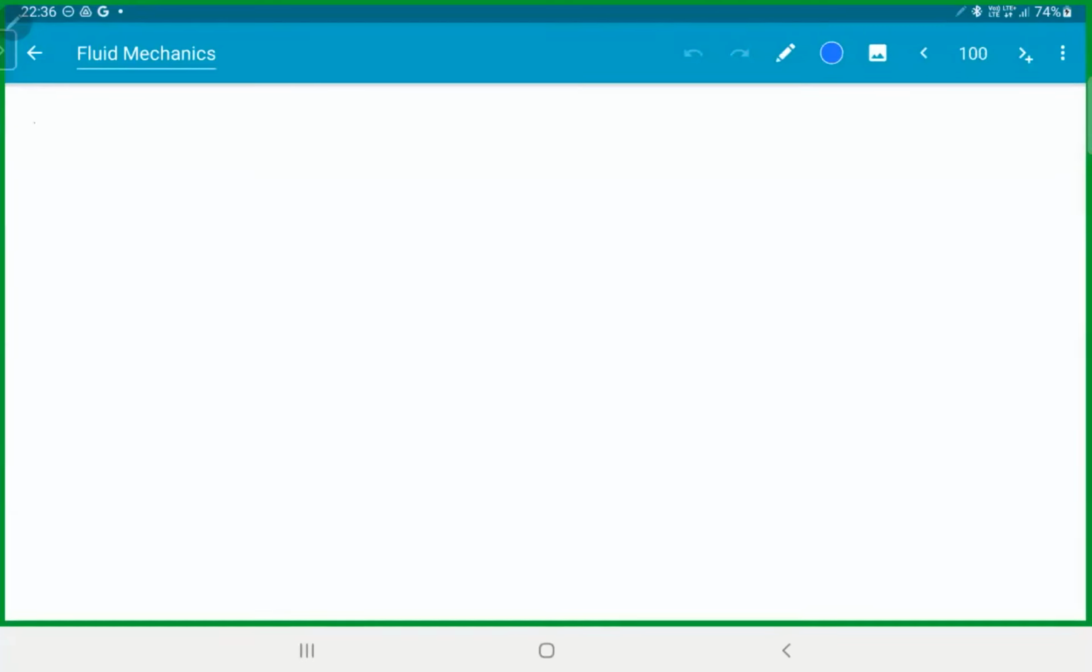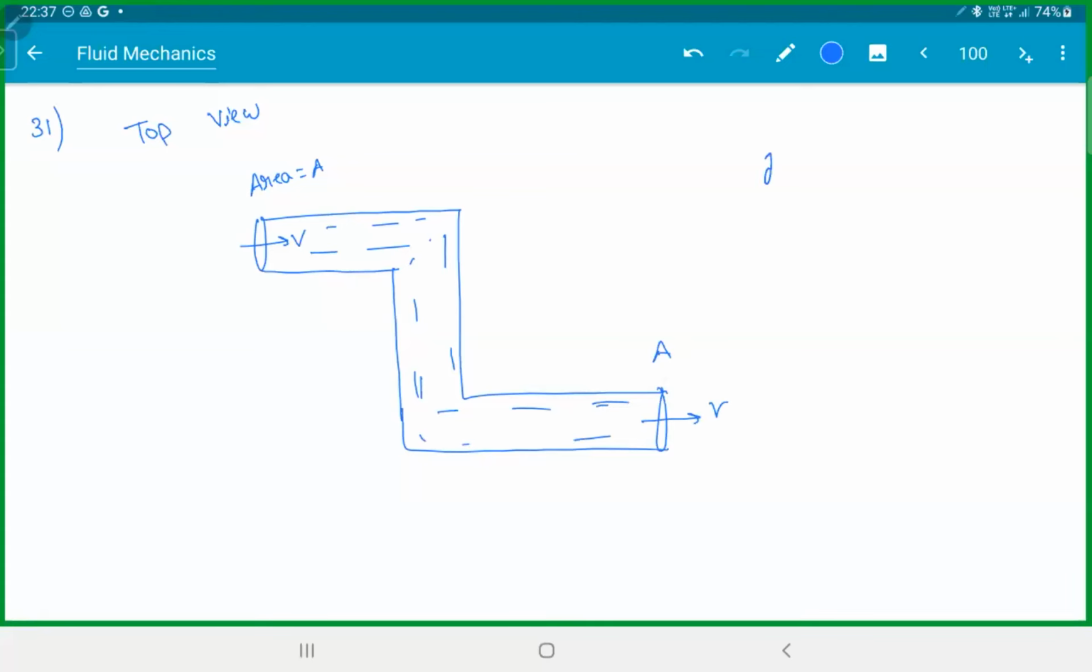Let's say we have a pipe like this. Let's say area is A. The liquid is entering with V. There is no gravity. So this is a top view. This is on a floor. This is also area A and the liquid is coming out with V. So liquid is entering and coming out with this. So can you tell me in what direction does it move and which direction does it rotate? In what direction does the pipe rotate?